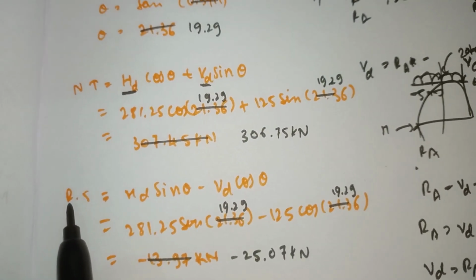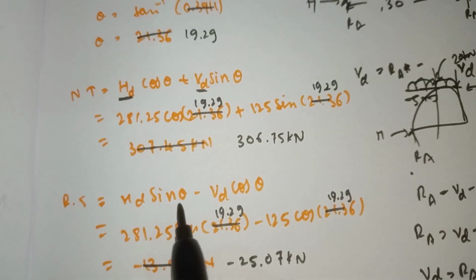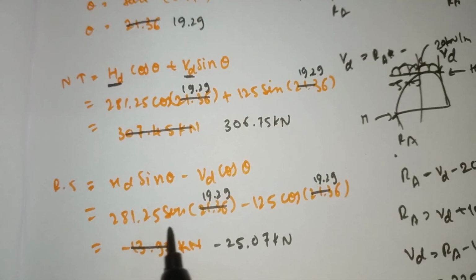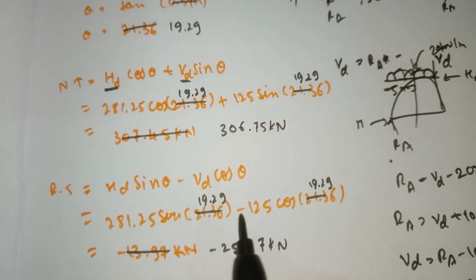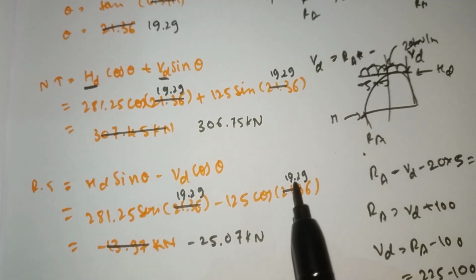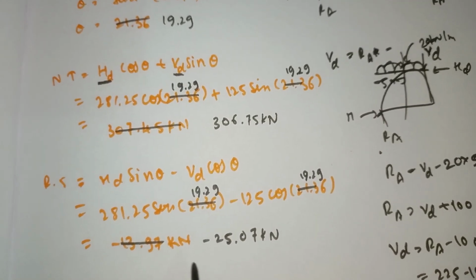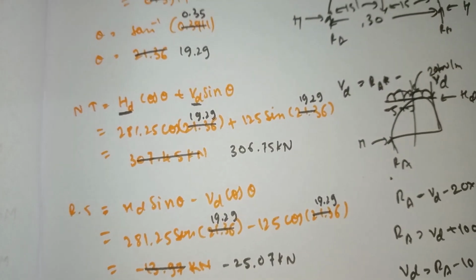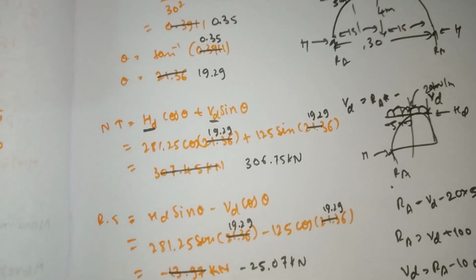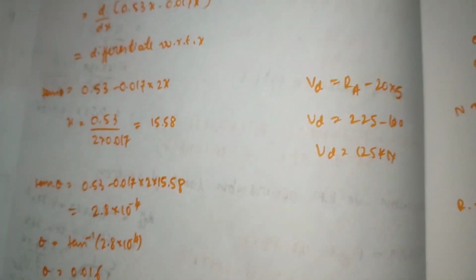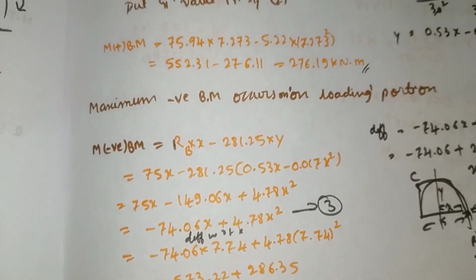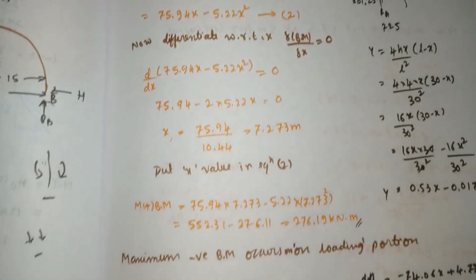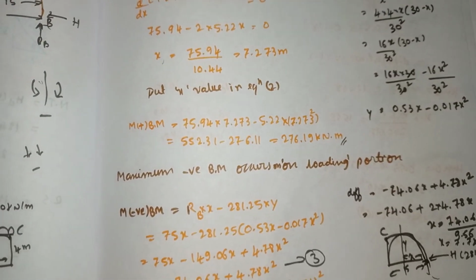Now we will move to the radial shear. For that we have the formula HD sin theta minus VD cos theta. The HD value we got was 281.25, sin theta with theta 19.29, minus 125 cos theta with theta 19.29. By simplifying, it will come out as minus 25.07 kilonewton. So this is how we calculate the normal thrust and radial shear, and also the maximum positive bending moment as well as the maximum negative bending moment.